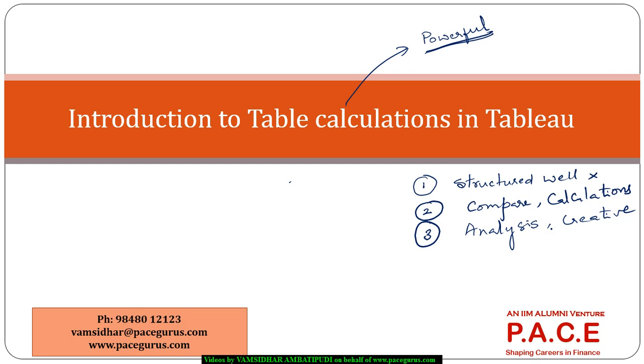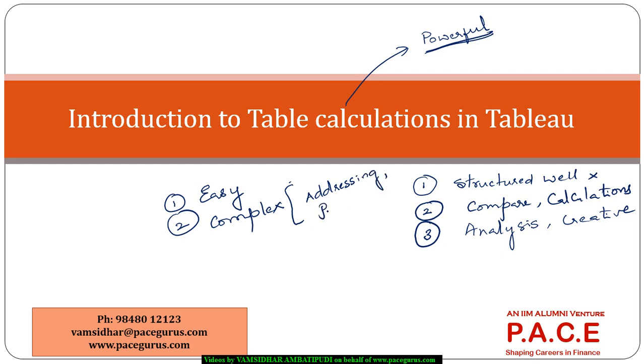As we move on, we can clearly see some table calculations are very easy to create. Just with a couple of clicks, they are accomplished. Whereas some of them go very complex. I have to understand some important concepts like addressing, which we'll talk about slightly later in this session, and partitioning. Only then would I be able to do the calculation.